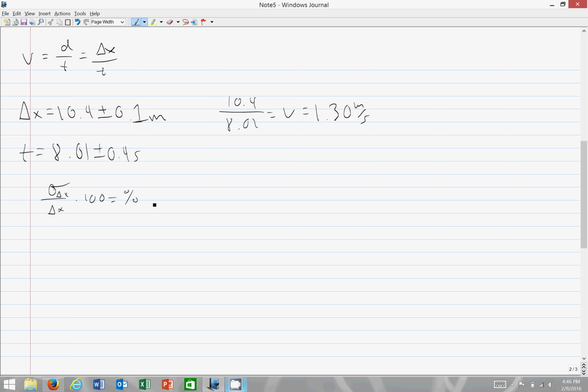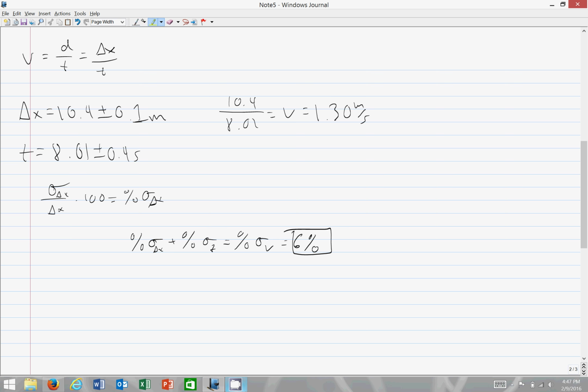I'm going to skip a few steps here. I know how to get my percent uncertainty from my delta x, and I know how to get my percent uncertainty for my t. And I do this formula: the percent uncertainty of my delta x plus the percent uncertainty of my t is equal to my percent uncertainty of my velocity. And when I do the math on that, I find that my percentage is 6%. Okay, and I actually want to save this number for later.